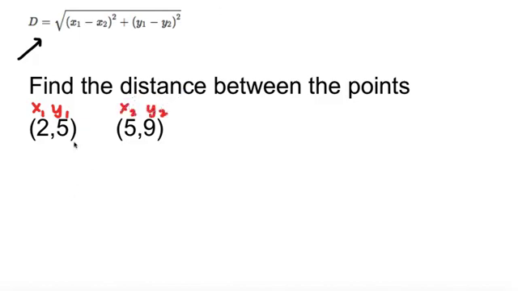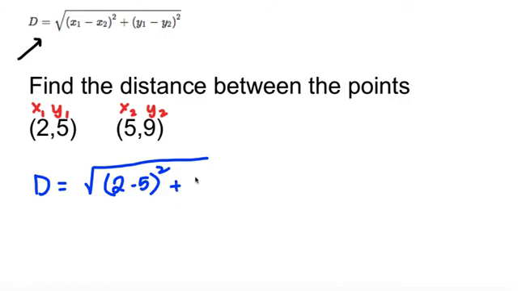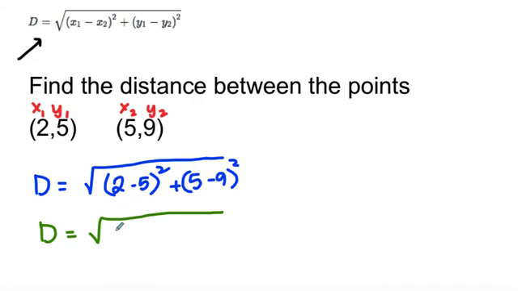Sorry about my dog. Now I plug them right into the formula. I do 2 minus 5 squared plus 5 minus 9 squared. Okay? And then I get 2 minus 5 is negative 3, squared, plus negative 4 squared.